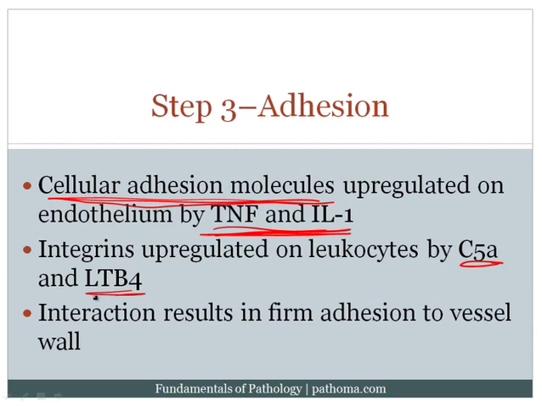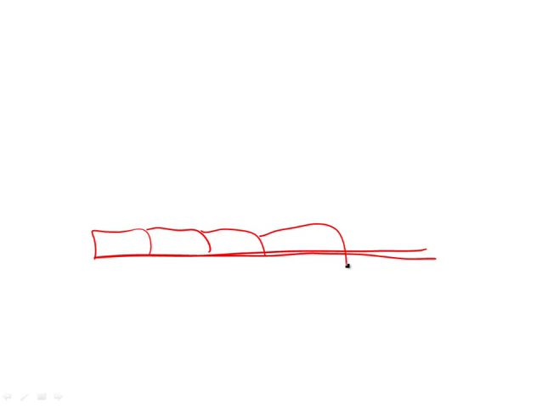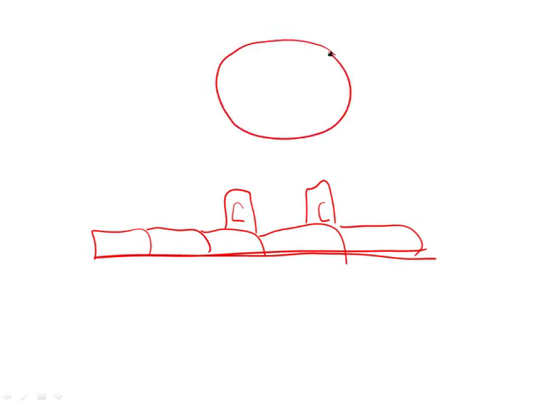I'm going to draw this for you because, again, it's very high yield. So let me erase this and give you a blank screen. This is the vessel wall. All right, and the vessel wall is lined by endothelium, as you're well aware, and this endothelium is going to express something called a cellular adhesion molecule. So let's make this the cellular adhesion molecule, and this is the leukocyte, the neutrophil that we're trying to draw in, and the neutrophil is going to express integrins. All right, and the integrins are going to bind the cellular adhesion molecule. This is then going to result in a firm adhesion of the neutrophil to the blood vessel wall.